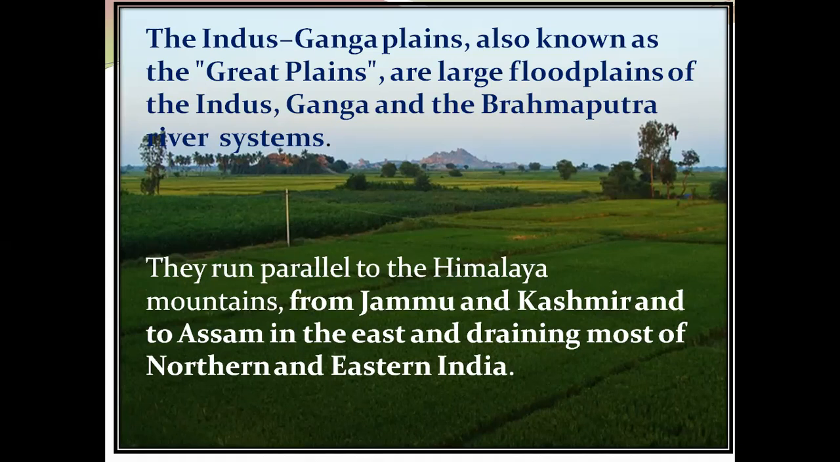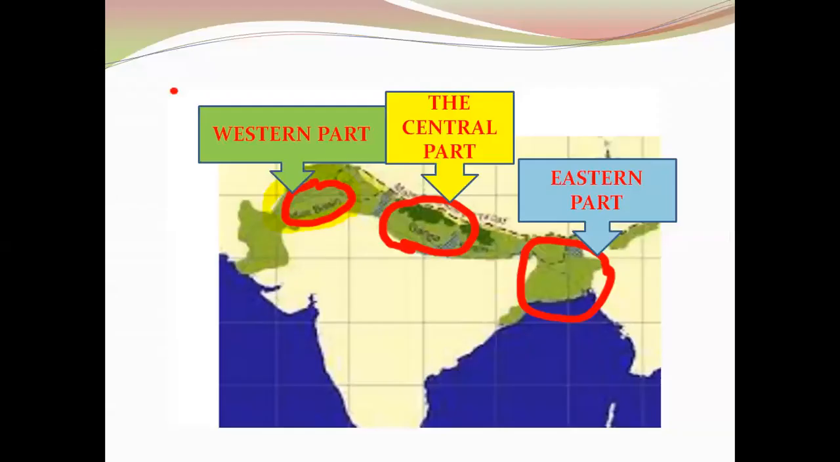And west side, it is because of the Indus. Center, it is because of Ganga, and eastern side, it is because of the Brahmaputra. So they run parallel to the Himalayas. It is from Jammu and Kashmir to Assam, as I already showed you in the map. Here again you can see western part. This is formed because of the Indus River, and you can see the central part, which is formed because of the Ganga River, and the eastern part formed because of the Brahmaputra River. And these all are the very important and fertile land on the earth all over the world.